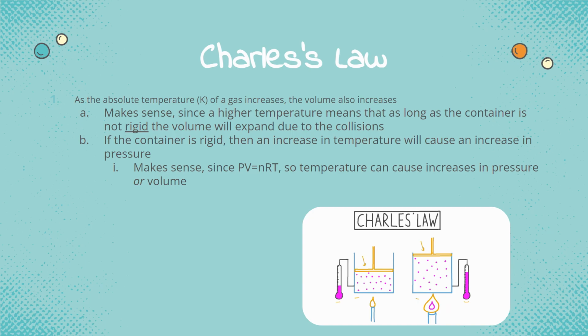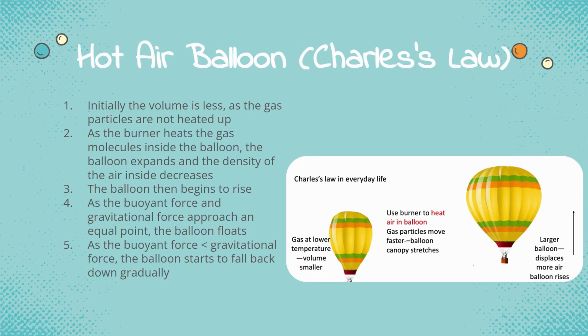And this makes sense since, as the ideal gas law, PV equals nRT, a temperature can cause a change in pressure or volume. And here we can see Charles's law, showing that when we increase the temperature, the volume also increases. Moving on, we have the hot air balloon concept of Charles's law.